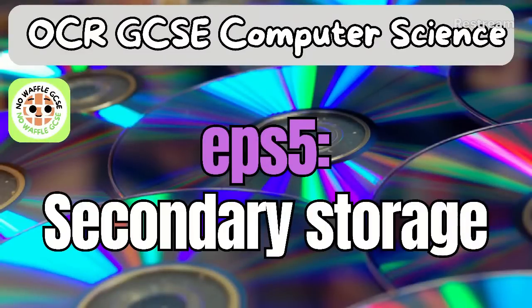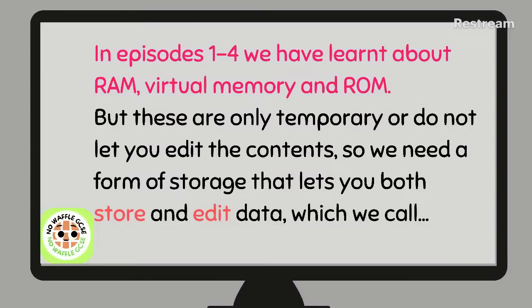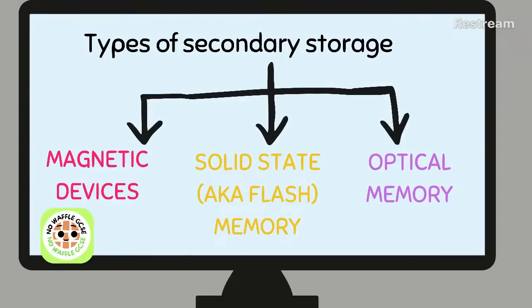Okay, so we're now looking at secondary storage. So far we've spoken about RAM, random access memory, virtual memory, and ROM. But these are only temporary or do not let you edit the contents. So we need a form of storage that lets you both store and edit data. And this is what we call secondary storage. So there are different types of secondary storage. You've got magnetic devices, solid state, i.e., flash memory, depending on what you call it, and also optical memory. So let's now look at the different types in more detail.